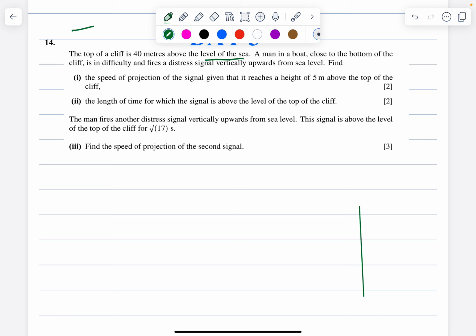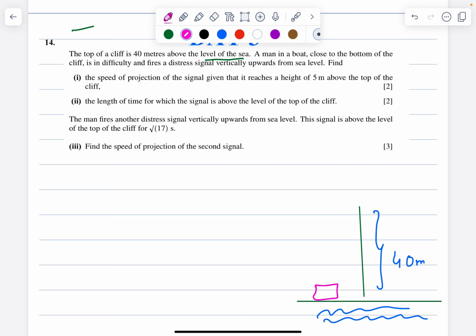Next question: a cliff is 40 meters above the level of the sea. So this was the sea, and this distance is 40 meters above the level of the sea. There is a boat over here. A man in a boat at the bottom of the cliff is in difficulty and fires a distress signal vertically upwards from sea level. Find the speed of projection of the signal if it reaches 5 meters above the top of the cliff.